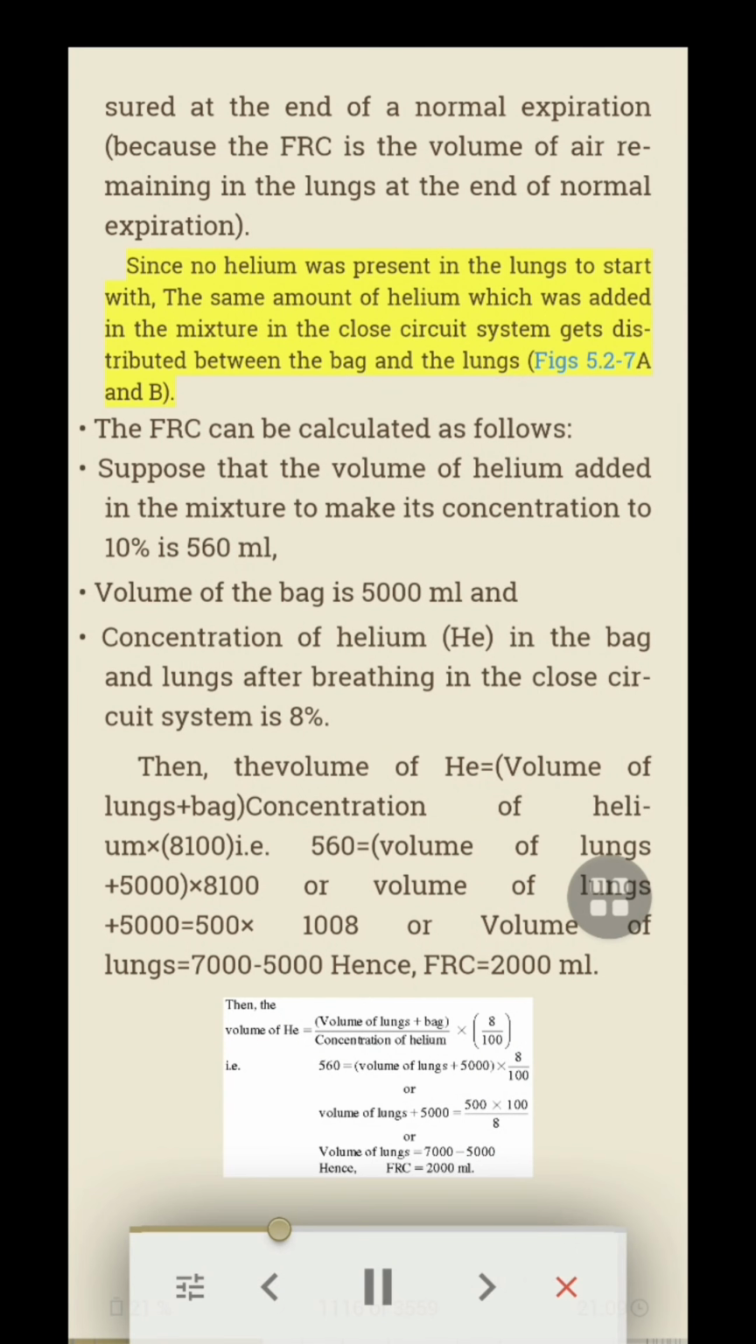Since no helium was present in the lungs to start with, the same amount of helium which was added in the mixture in the closed-circuit system gets distributed between the bag and the lungs, Figs 5.2-7a and b. The FRC can be calculated as follows. Suppose that the volume of helium added in the mixture to make its concentration 10% is 560 milliliters. Volume of the bag is 5,000 milliliters and concentration of helium, He, in the bag and lungs after breathing in the closed-circuit system is 8%. Then, the volume of He = (volume of lungs + bag) × concentration of helium, 8/100, i.e. 560 = (volume of lungs + 5000) × 8/100, or volume of lungs + 5000 = 560 × 100/8, or volume of lungs = 7,000 − 5,000. Hence, FRC = 2,000 milliliters.